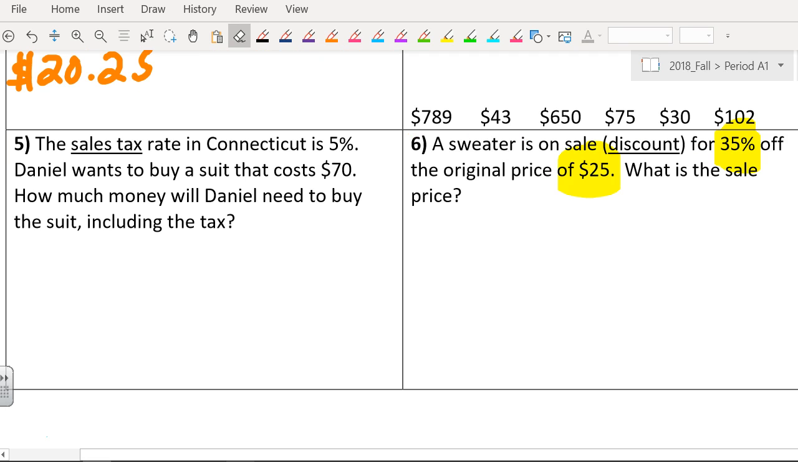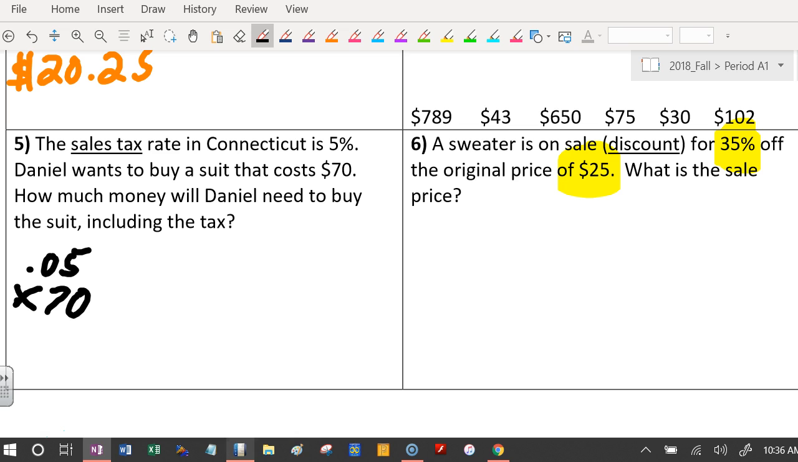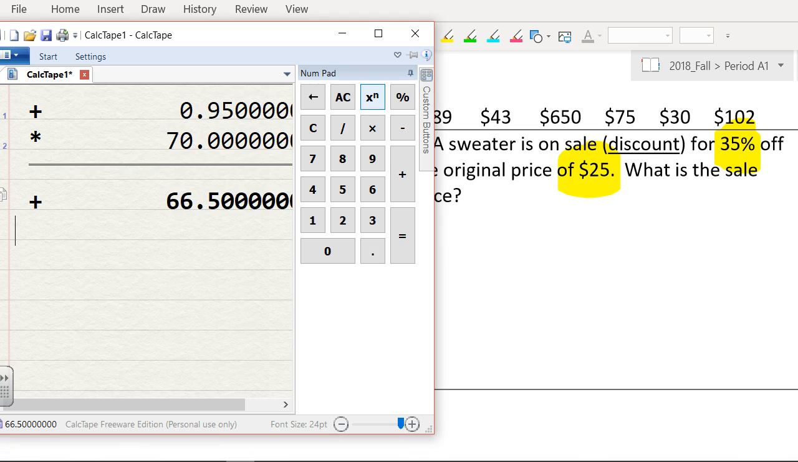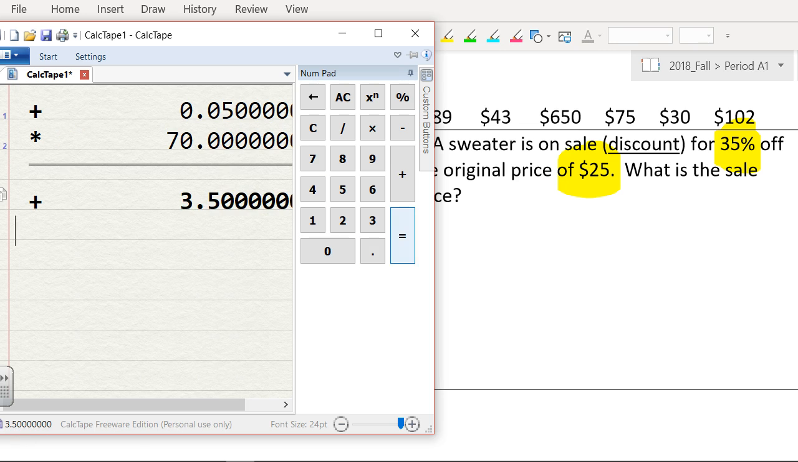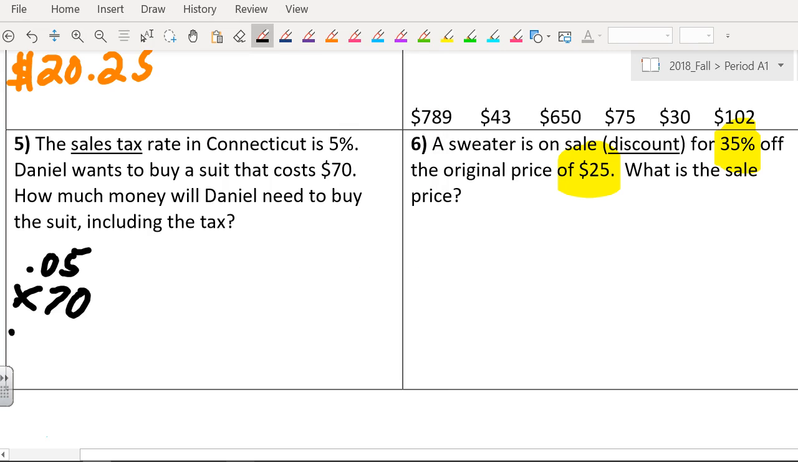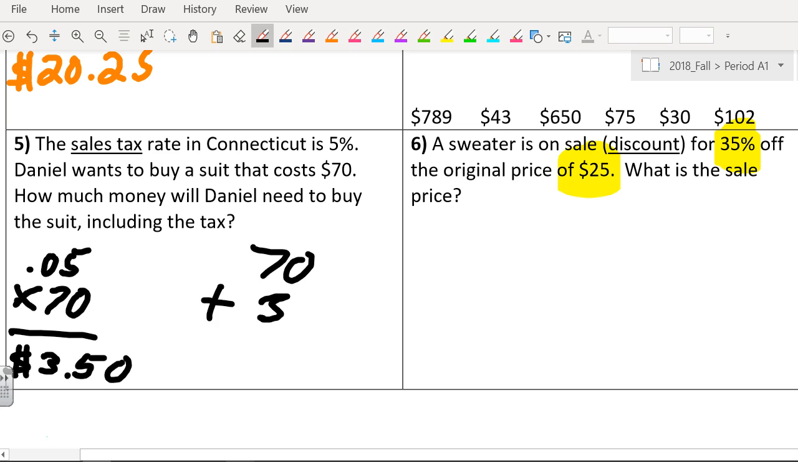Okay, so instead of subtracting, because it's not a discount, it's sales tax, so we've got to find 0.05 of $70. So 0.05 times 70 bucks. $3.50. And then we add that to 70 bucks, right? You could multiply by 1.05 if you wanted, yes.